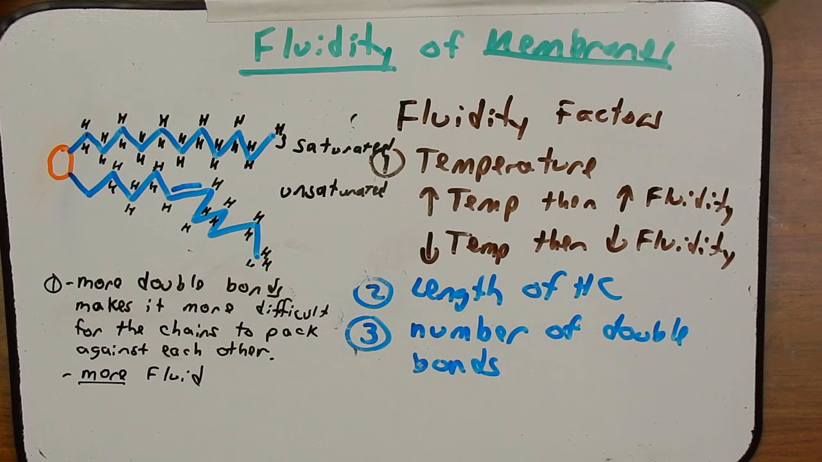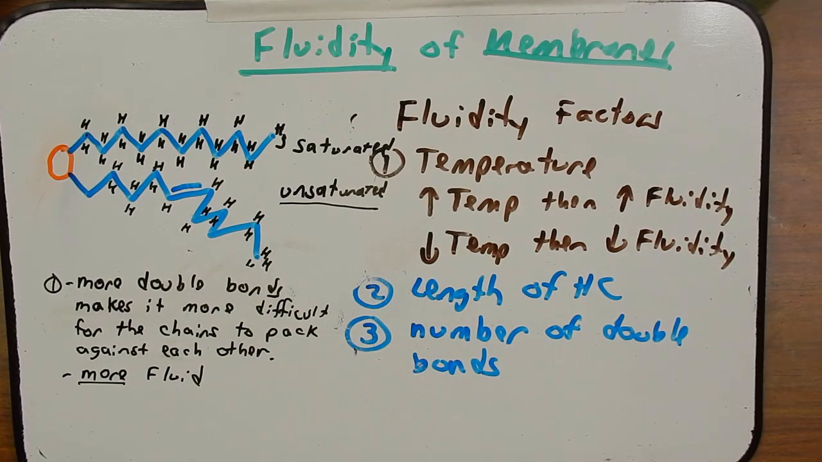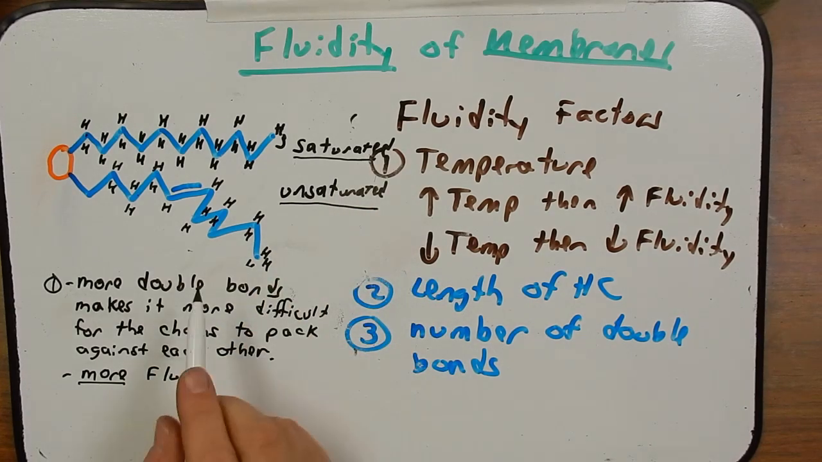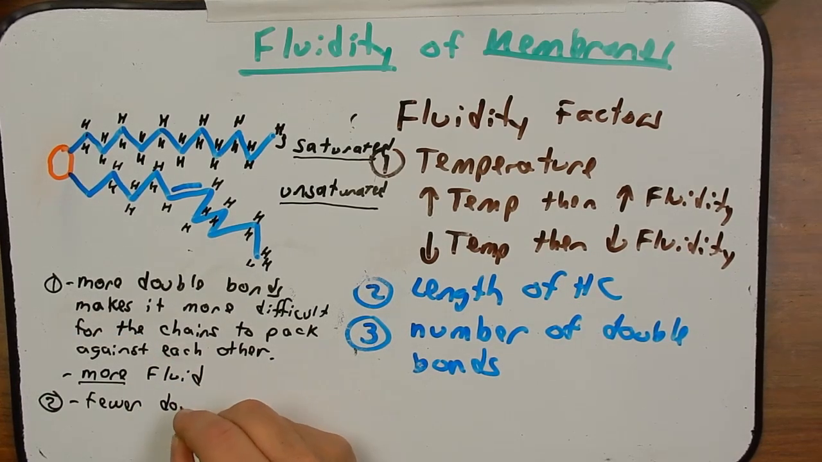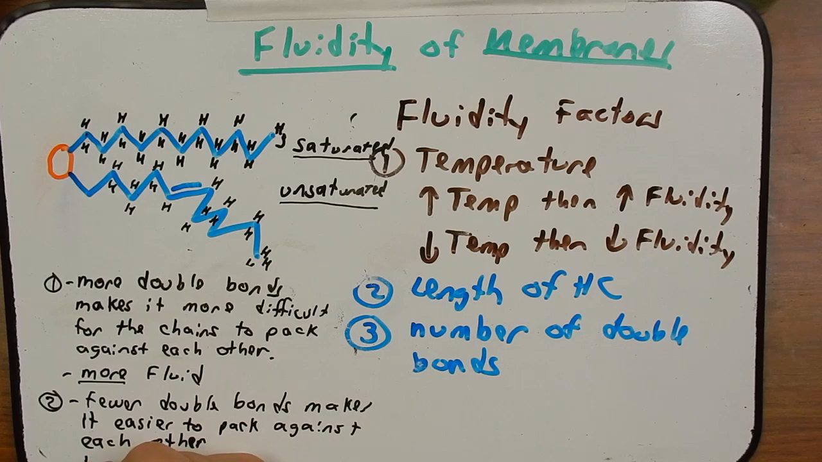Think of your vegetable oil. Your vegetable oil is a liquid. It's also an unsaturated fat. The fat that you get from, say, a steak or from lard, that's saturated. It's a solid. Less interactions makes it more fluid. So let's write the counter to this. Fewer double bonds makes it easier to pack against each other, makes it less fluid.